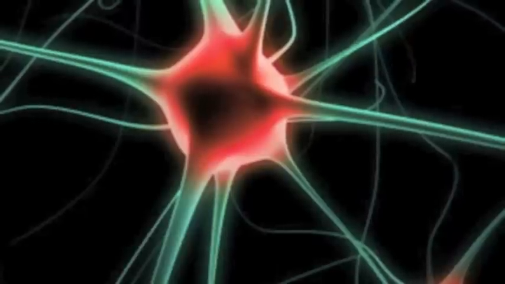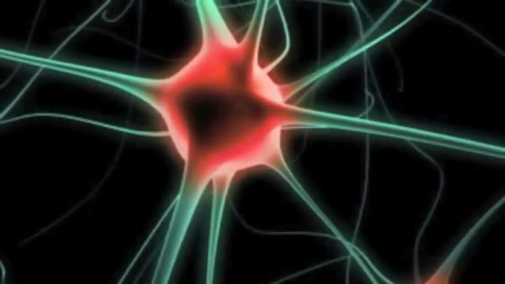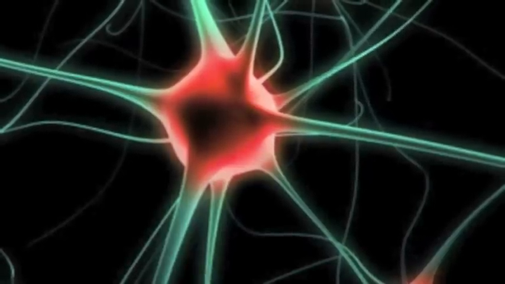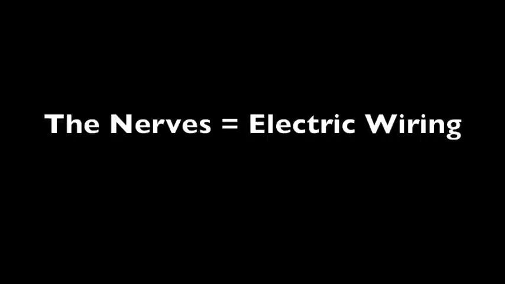All vertebrates on the planet have a nervous system, a fantastic thing that enables messages of pain and joy and much else to be sent around our body almost instantaneously. It's like every single human being has an inbuilt electrical circuit. The nerves are similar to electric wiring.